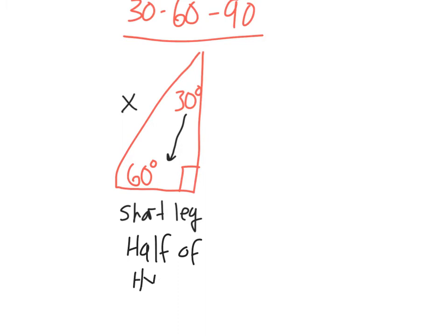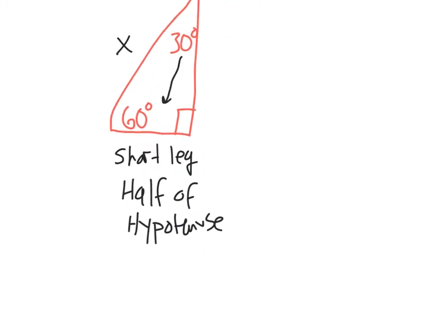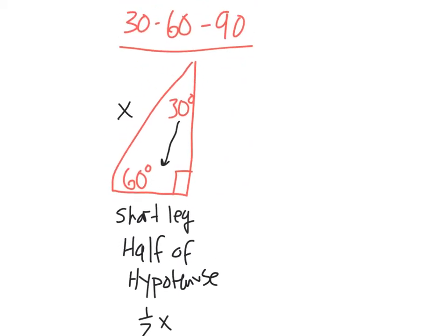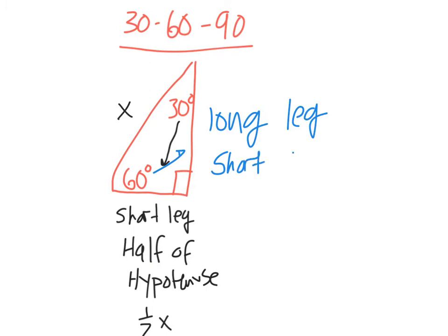So whatever I know the hypotenuse is, I just take half of that. So in this instance, that would be 1/2 x. This leg right here, across from the 60 degrees, that's called the long leg. And the length of the long leg in a 30-60-90 triangle is always taking whatever the short leg is times the square root of 3.